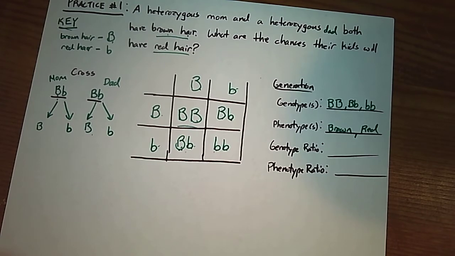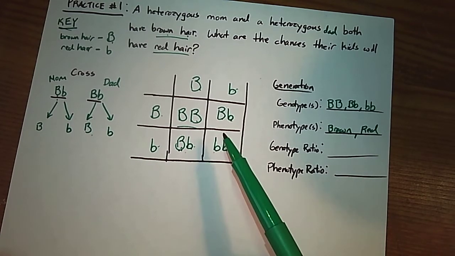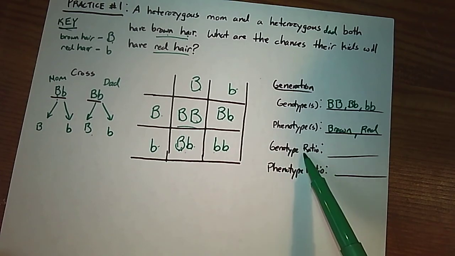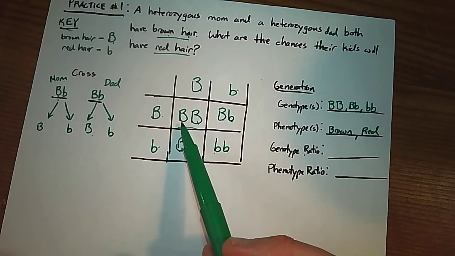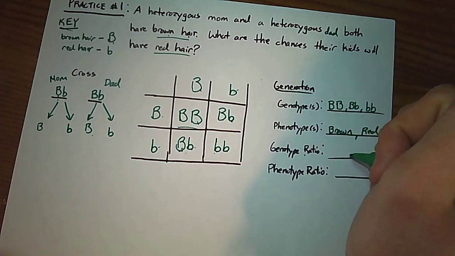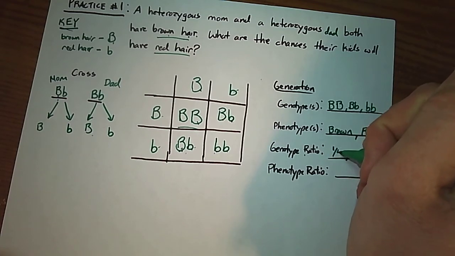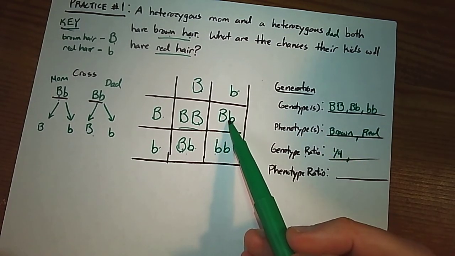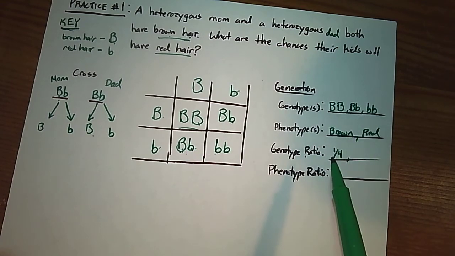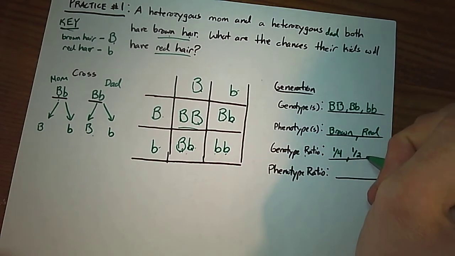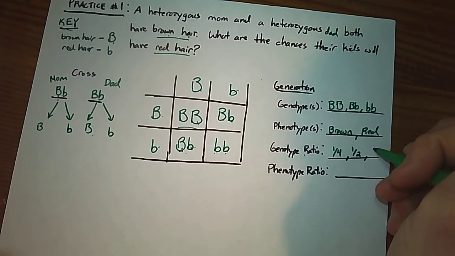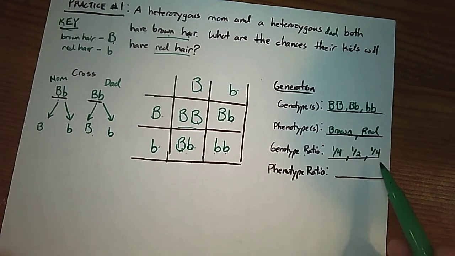Now I'm going to come up with my ratio. By the way, when I say ratio, that could be a fraction or a percentage too. When I look at this box, 1 out of 4 of them is big B, big B for my genotype. So I'm just going to put 1/4. And then I have 2 out of 4 that are heterozygous, big B, little b, so I'm going to put 1/2 there. And then 1 out of 4 are homozygous recessive, so I'm going to put 1/4 there. I could have done 25%, 50%, and 25%. That would have worked too.